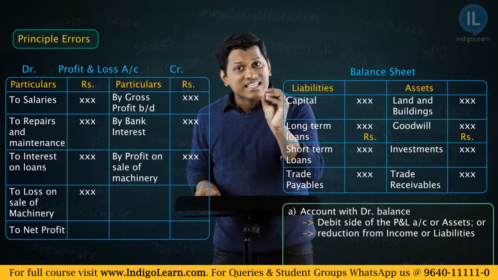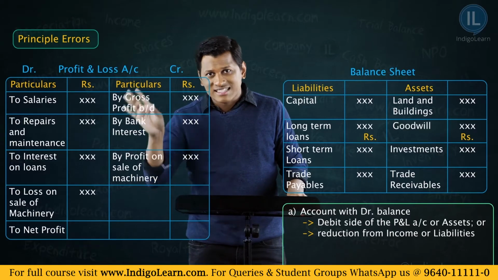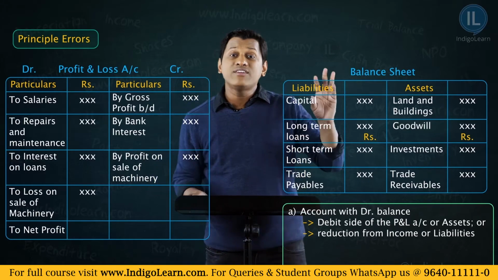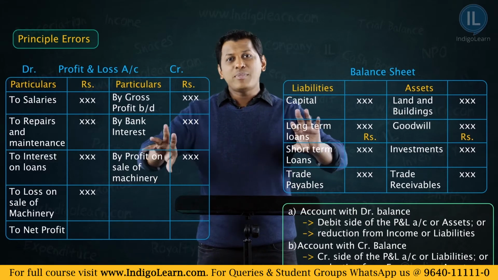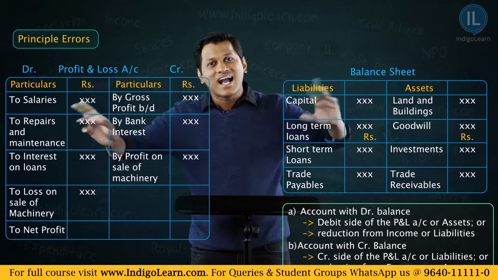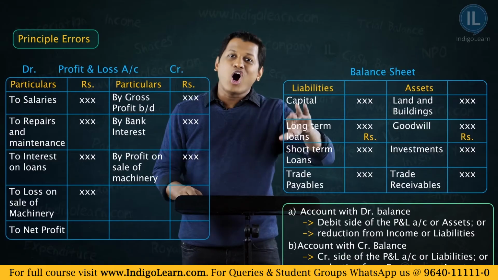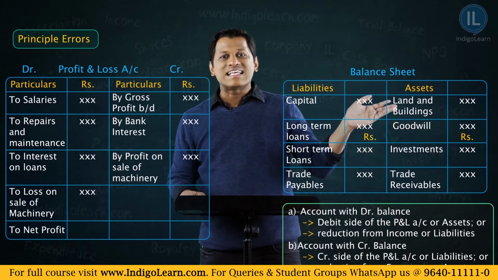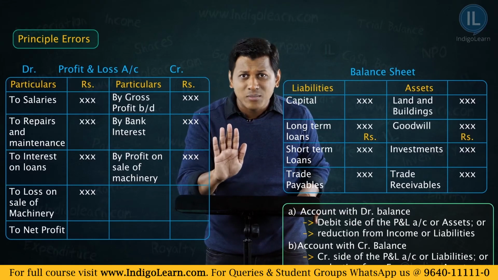Similarly, the account which has a credit balance will appear on the income side, that is the credit side of P&L, or it will appear under the equity and liability side, or maybe it will be shown as a reduction from the other side. Other side means maybe it is shown as a reduction from some expenses and losses, or as a reduction from some asset. So that is what will happen with a credit item. Is that point agreeable? Right.